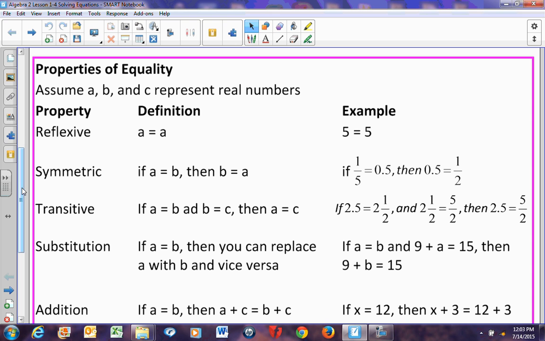Okay. Symmetric property says if A equals B, then obviously B has to equal A. If 1/2 equals 0.5, then 0.5 has to equal 1/2. The transitive property says if A equals B and B equals C, then A has to equal C. If 2.5 equals 2.5 and 2.5 equals 5 halves, then 2.5 has to also equal 5 halves. The substitution property says if A equals B, then you can replace A with B and vice versa. If A equals B and 9 plus A equals 15, then 9 plus B also has to equal 15.